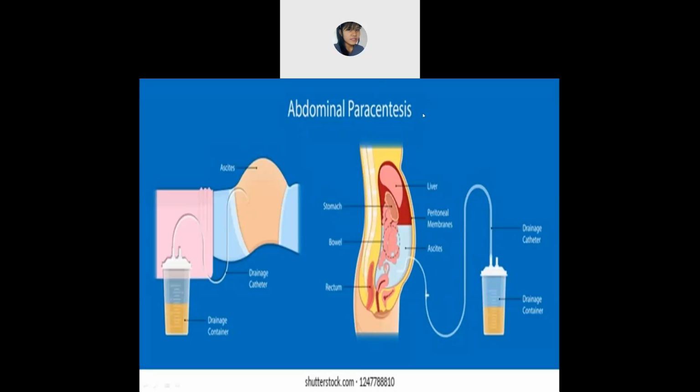Okay, if it is clear, then can you please tell me, Sheetal, am I audible? Okay. If a person is having ascites, which internal organ is mainly affected?